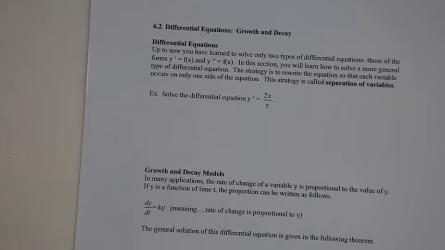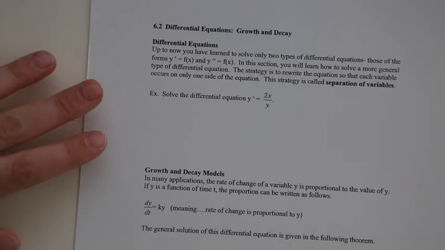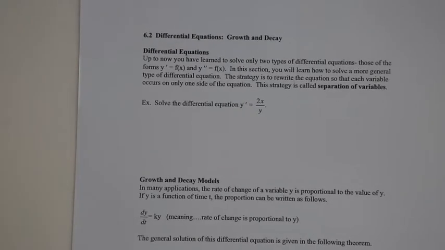So for 6.2, we're going to solve differential equations that have both x's and y's in there. For this first example, we have y prime equals 2x over y. Just like I was explaining with the slope fields in 6.1, I want you to get your y's with your y primes or your dy's, and I want you to get 2x with the dx.